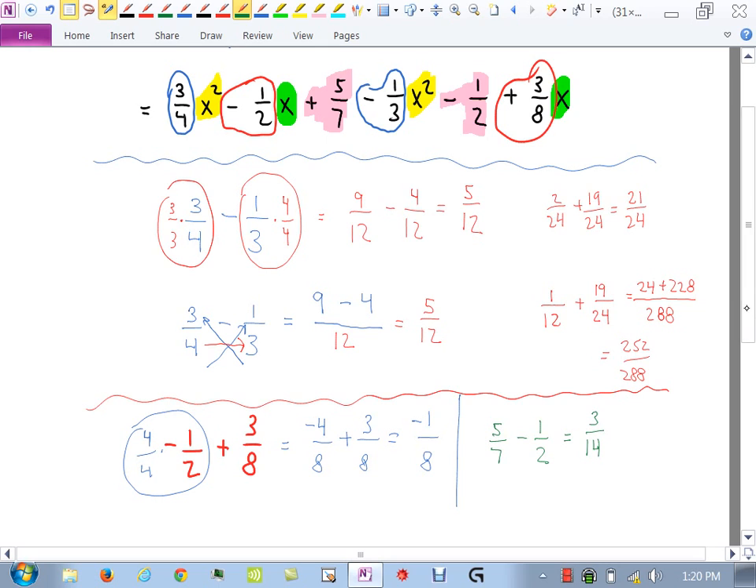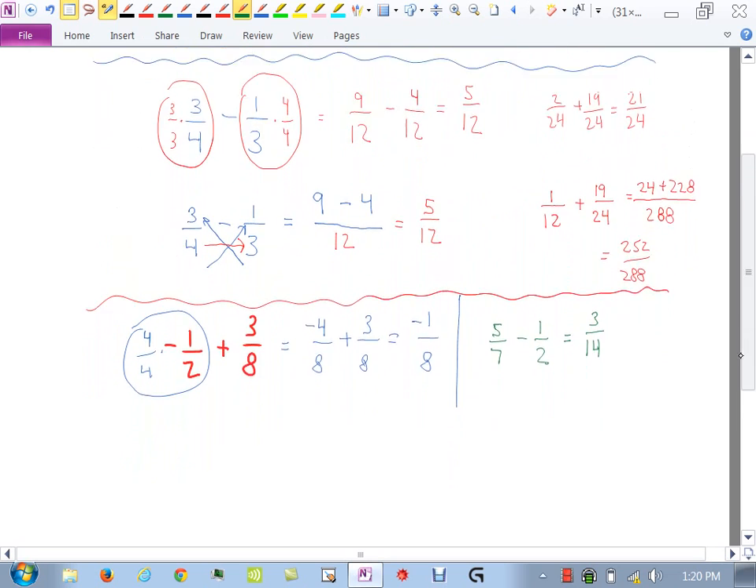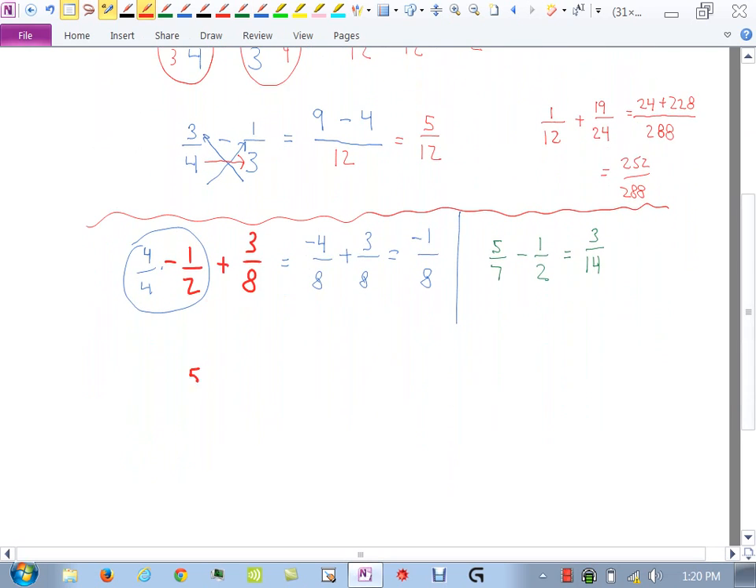Okay, so here's my final answer. My final answer is 5/12 x squared minus 1/8 x plus 3 over 14.